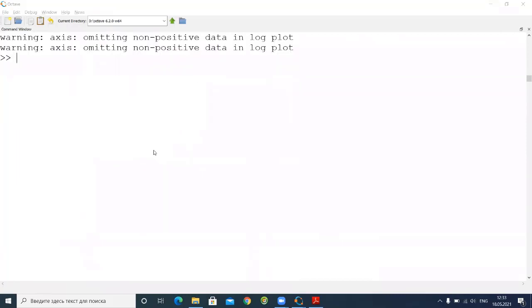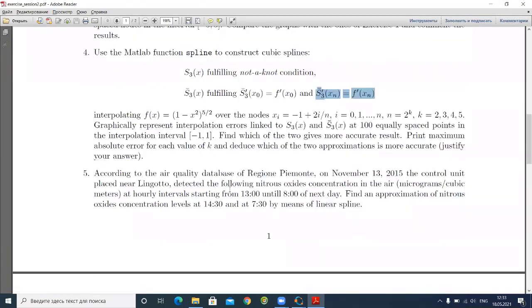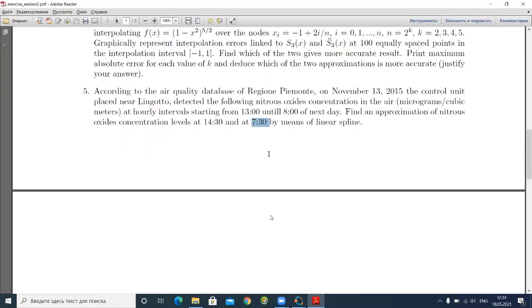Okay, if no questions, we'll continue and move to the next exercise. So here, exercise number 5, according to the air quality database of region Piemonte on November, the control unit placed near Lingotto detected the following nitrous oxides concentration in the air, micrograms per cubic meter, at hourly intervals starting from 1 p.m. and until 8 a.m. of next day. Find an approximation of nitrous oxides concentration level at 4:30 and 7:30 by means of linear spline. We will use linear spline. So here you can see we have our hourly intervals from 1 p.m. till 8 a.m. of the next day.